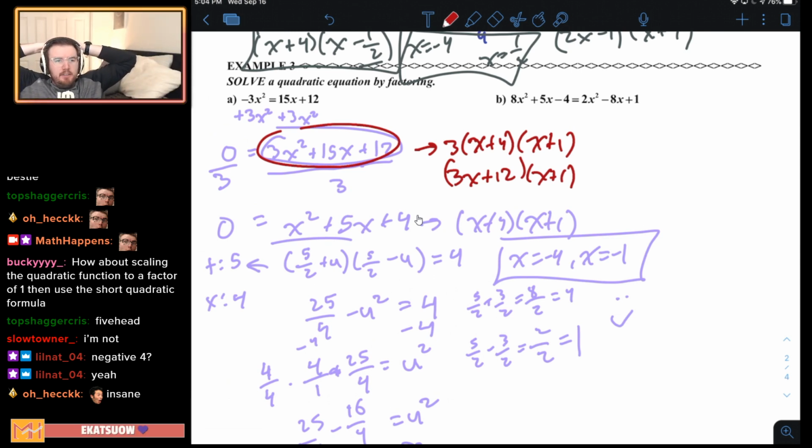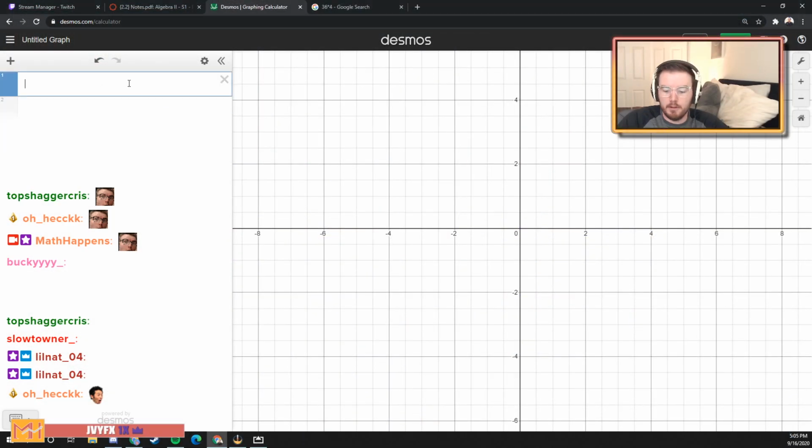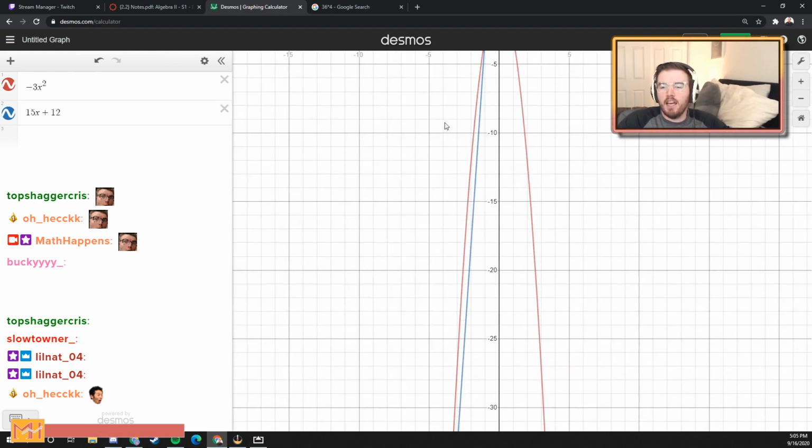I think I've probably done enough, and we're gonna keep doing more. Oh, let's plug this into Desmos. Here's the left hand side. Here's the right hand side. Ooh, check this out. This is gonna look different. None of our ones from last class looked this way, but that doesn't mean it's wrong. We get negative 3x squared, and we have 15x plus 12. Where do the two graphs intersect?